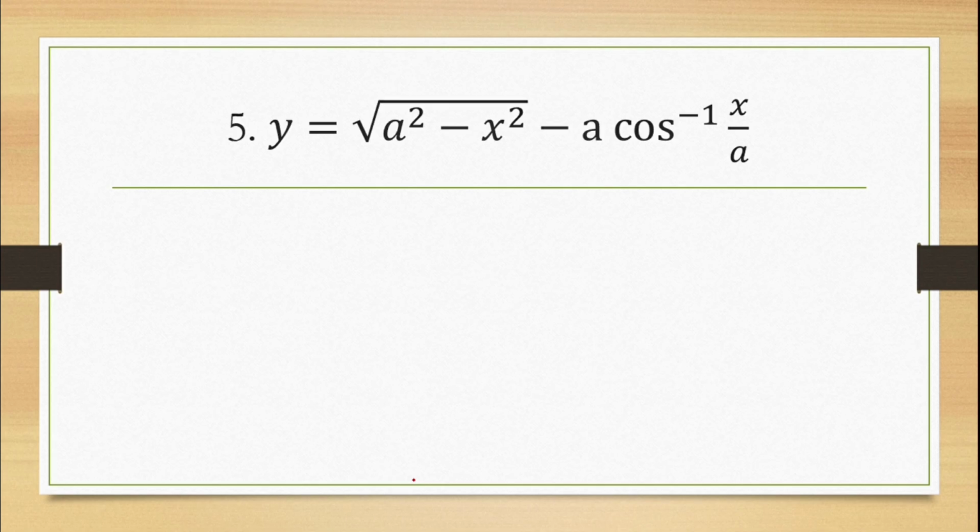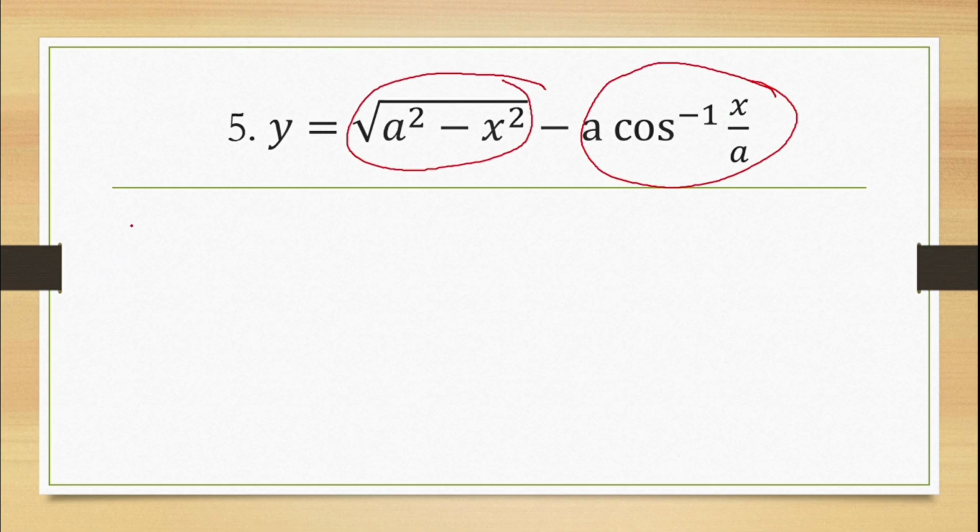Okay, so let's proceed with number 5. In number 5, we have the square root of a squared minus x squared, plus a cosine inverse of x over a. The first thing that we're going to do is separate the derivative of this part. Okay, so for me, I have to separate this part. So this is the square root of a squared minus x squared.